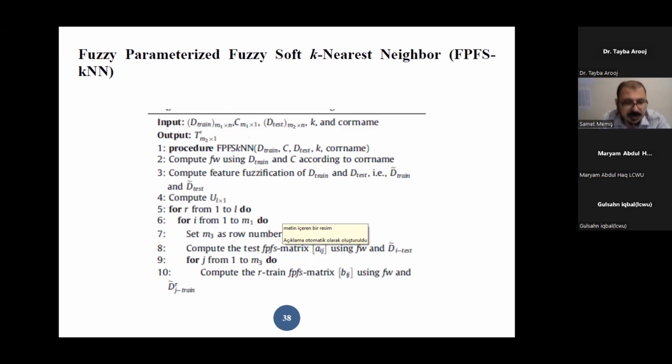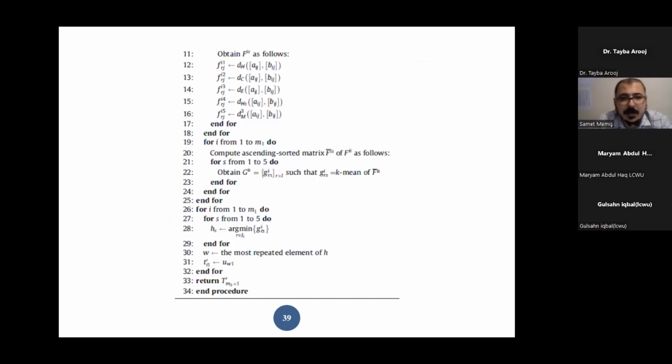And here we use the 5 pseudo metrics to classify the test samples. We use the 5 pseudo metrics of FBFS matrices, and we obtain 5 K nearest neighbors, and we decide to evaluate all K nearest neighbors and assign the label to the test sample, as you can see in the algorithm steps.